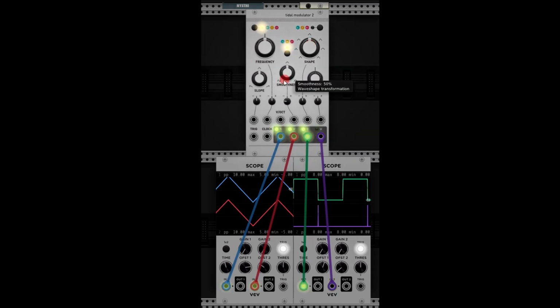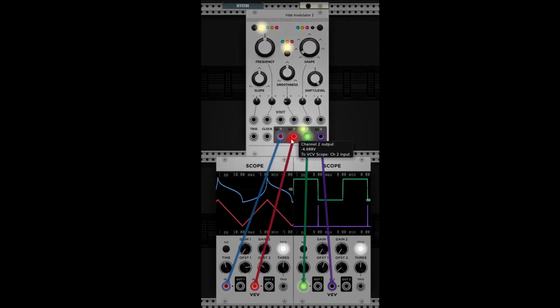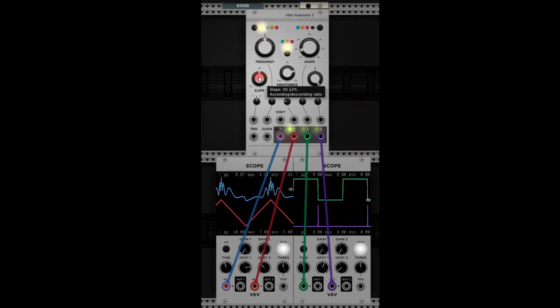The shape knob and the smoothness knob change only the shape delivered by output 1. Let me show it. You see, outputs 2, 3, and 4 are still delivering the same shape. But the slope knob influences the signal at all outputs, at all 4 outputs.